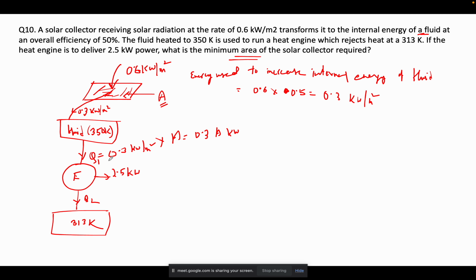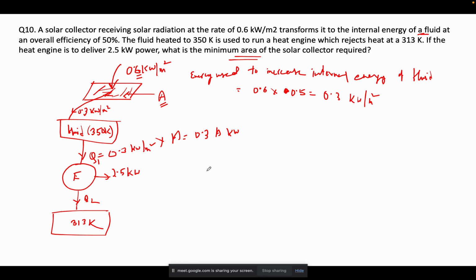You understood how it is Q1? See, 0.6 kilowatt per meter square it is getting from the sun. Out of this, 50% is getting converted to increase the internal energy of the fluid, and that fluid is maintaining a constant temperature of 350 Kelvin. Now if it is getting 0.3 kilowatt per meter square, it has to reject that much amount of heat, then only steady state will be attained. So that's why this Q1 is taken out from this heat engine, which is used to produce 2.5 kilowatt.